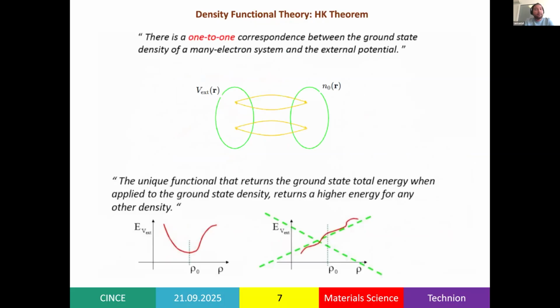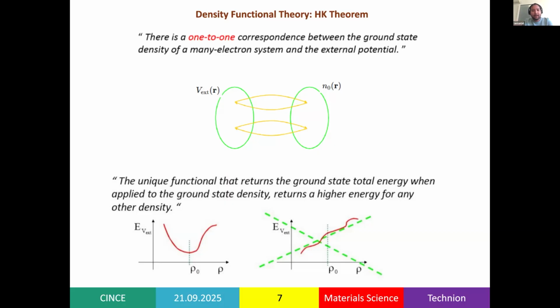DFT has two theorems: the Hohenberg-Kohn first theorem and the Hohenberg-Kohn second theorem. The first theorem says that your external potential is unique and it leads to a unique ground state electron density. So there is a one-to-one mapping. A unique V external, which is of course unique to the system, will lead to a unique ground state electron density. So it won't be the same for two systems. It must be different, and their ground state densities will also be different.